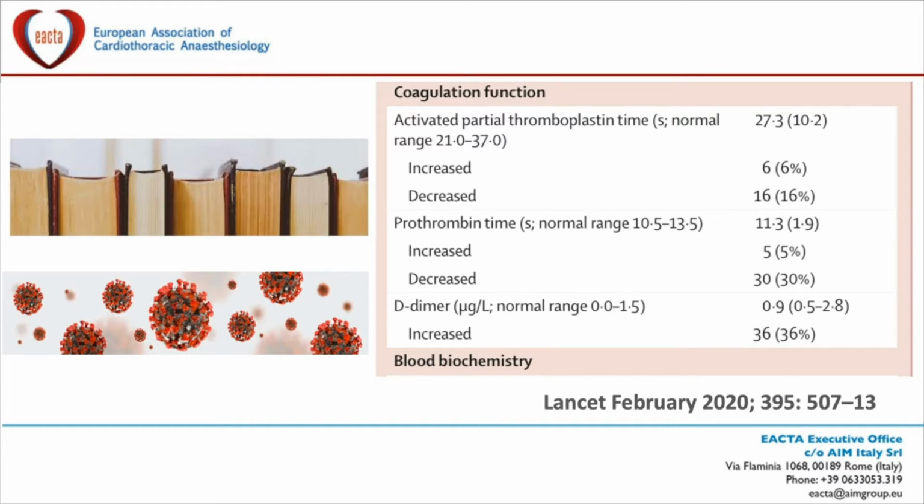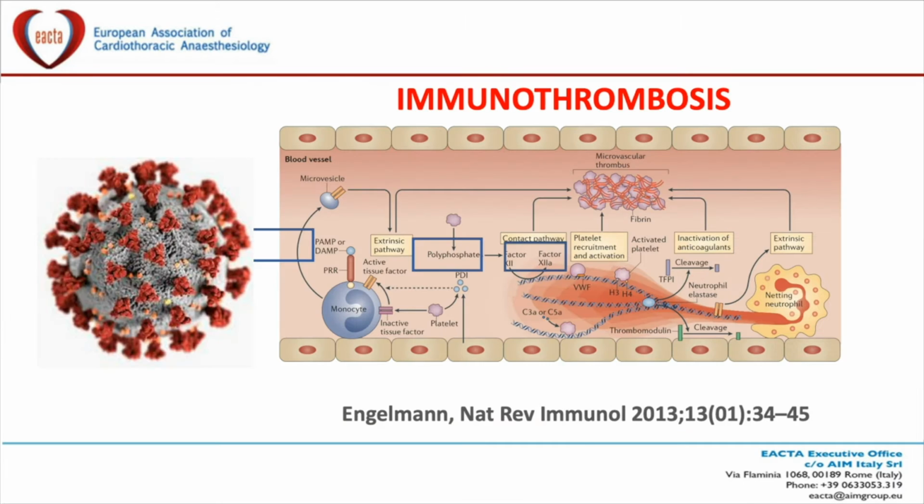This is one of the first reports published in the Lancet where a relationship between the clotting system and the virus was demonstrated. 16% of COVID patients had a decreased APTT, 30% of them had a decreased PT, and 36% of them had increased D-dimer levels. But to understand how a pathogen like SARS-CoV-2 virus may affect coagulation, we need to highlight the concept of immunothrombosis. Immunothrombosis represents the relationship between pathogens and coagulation.